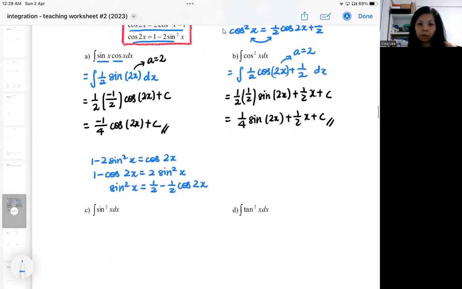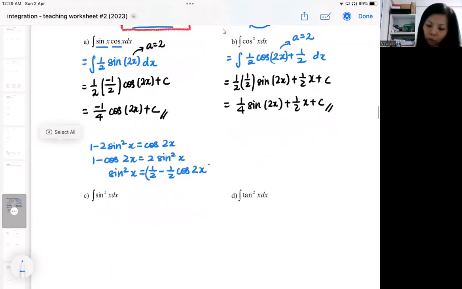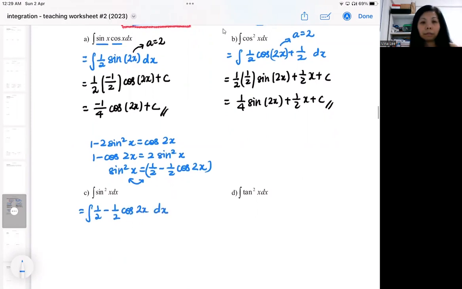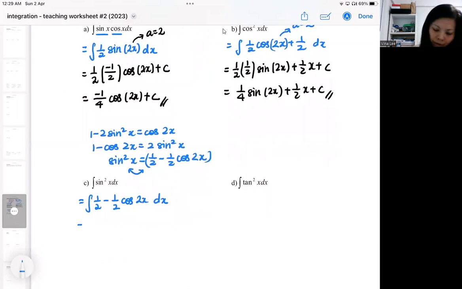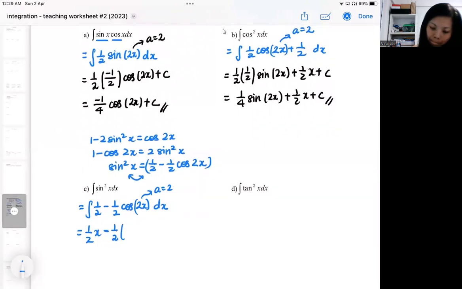So after you twist from the double angle, you will get the equivalent of sine square. So integrating sine square becomes the same idea as integrating the equivalent formula from the double angle. And again, it brings you back to the second block of formula where a is equal to 2. Then you integrate as per normal.